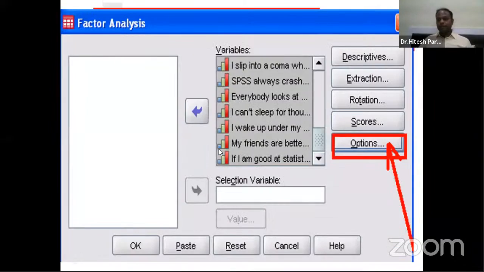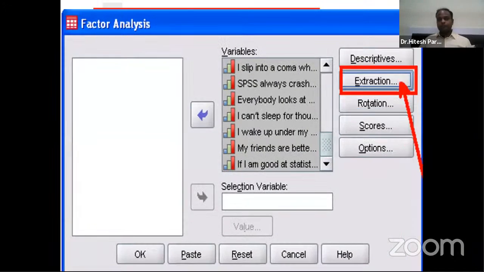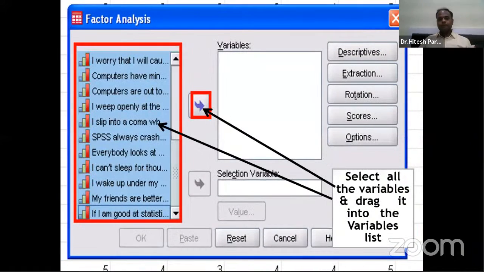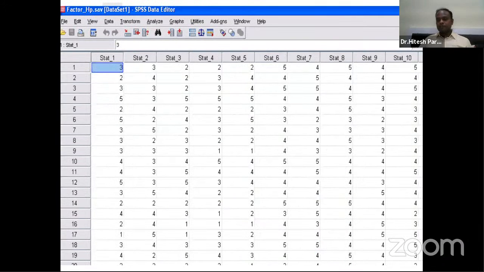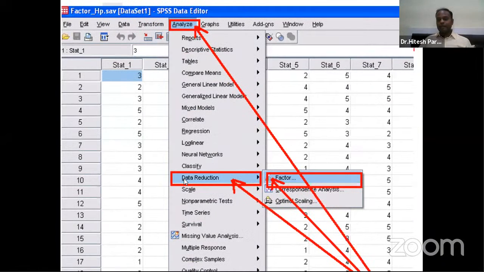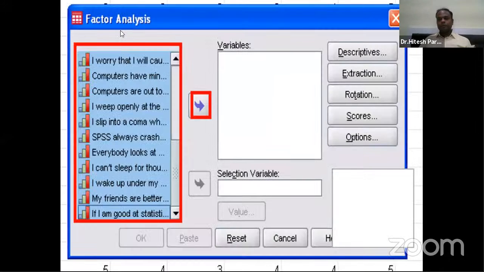Those who are joining late, I am again repeating the procedure. The file name that you need to open is factor_HP. What we are discussing is exploratory factor analysis. You need to click on analyze, then dimension reduction, and factor. Once you click there, this dialog box will appear. You need to transfer all 23 variables into the variable list.